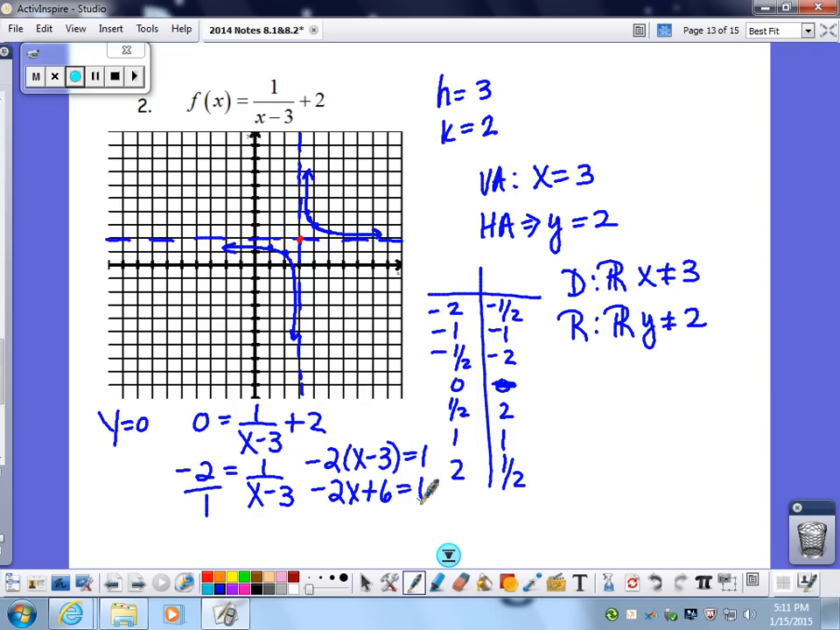And I'm solving for x. Subtract 6 and get negative 5. Divide by 2 and get positive 5 halves. So that means my x-intercept is (5/2, 0).